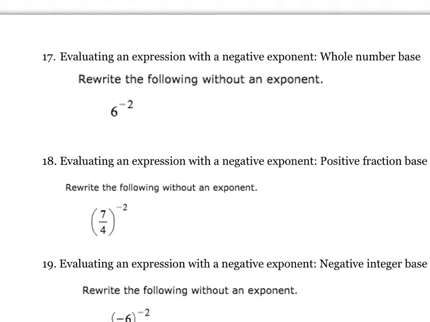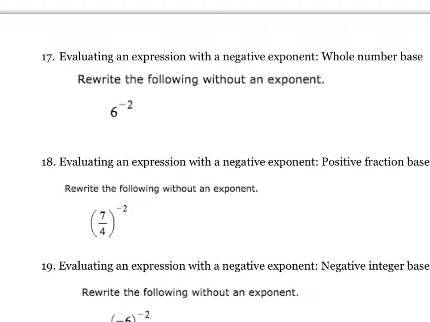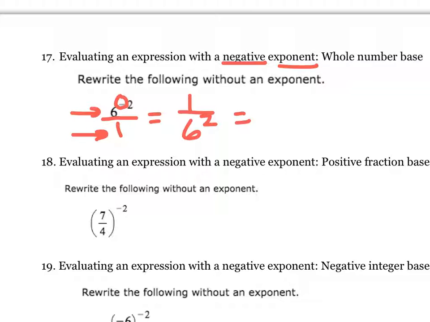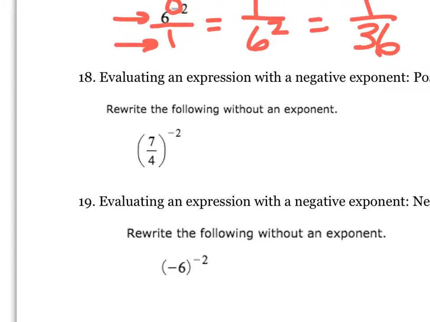Here we go. 17. Rewrite the following without an exponent. So now we're talking about negative exponents. Okay, so we got to think of it this way. Anytime there's a negative exponent, it always deals with a fraction. So if I look at 6, I could put this as 6 over 1. In order to get rid of the negative exponent, I'm going to flip the exponent down. So now this becomes 1 over 6 squared. That's what the negative exponent does. It goes from the top part of the fraction to the bottom part of the fraction. So 1 over 6 squared is 1 over 36. Oops, let me erase that. I got 2 fingers going.